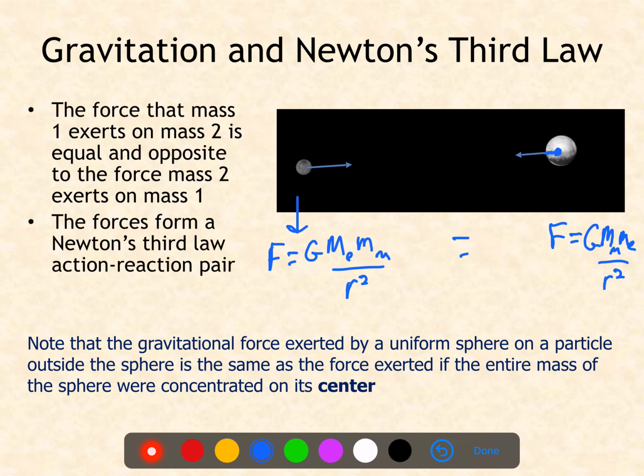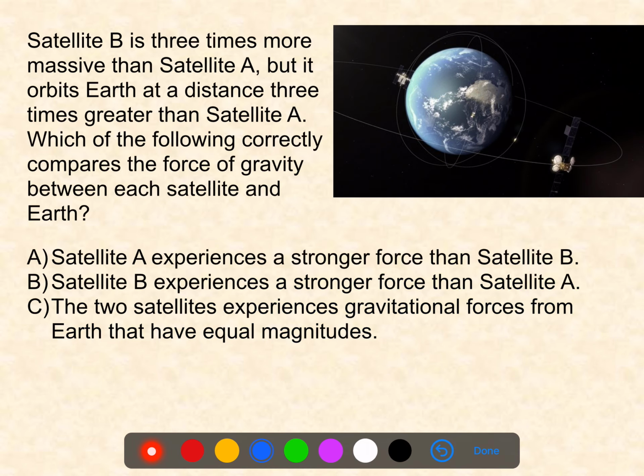Okay, so based on that information, let's see if we can take a scenario and understand a few of these scenarios conceptually. So let's say that we have two satellites orbiting the Earth, and satellite B is 3 times more massive than satellite A, but it's orbiting at a distance which is 3 times greater than satellite A. And you want to know which one is experiencing a greater force of gravity due to the Earth.